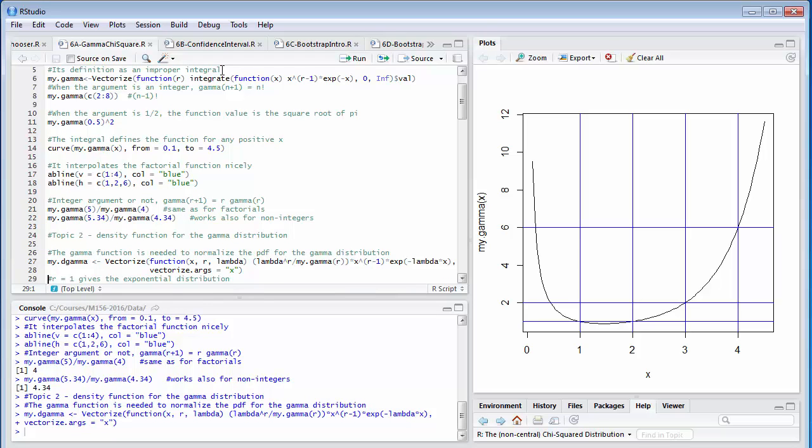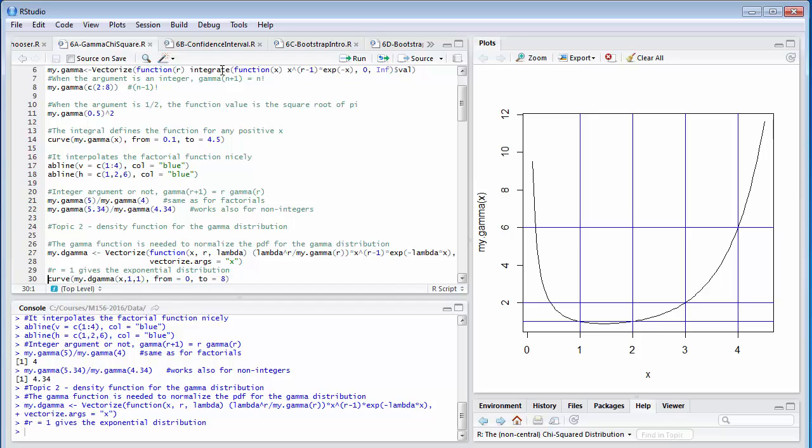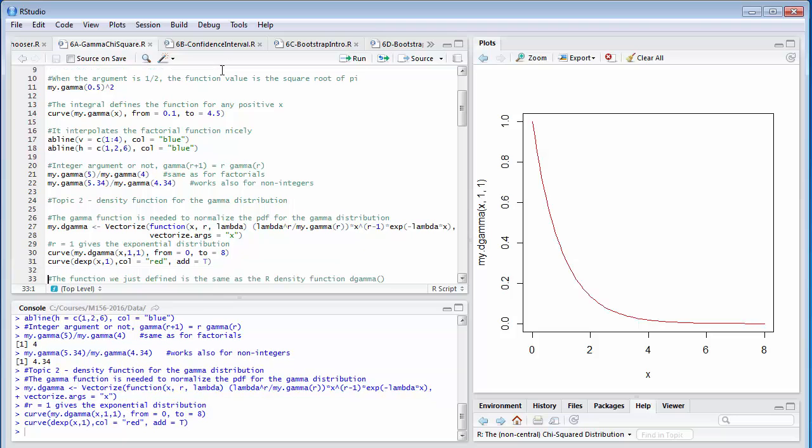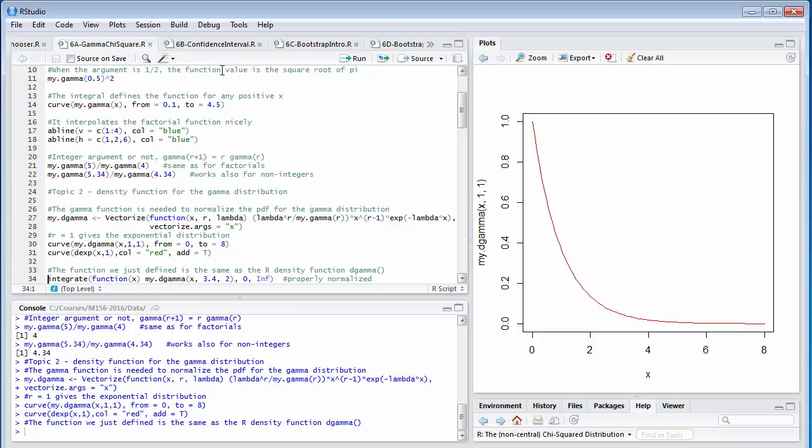Special case: if r equals 1, I get the exponential distribution. There's a plot of my gamma function. I will overlay the plot of the density function for the exponential distribution with parameter 1 in a different color. It overwrites it perfectly. The two functions are exactly the same. And in fact, this is exactly the same as the density function dgamma that's already built into R.